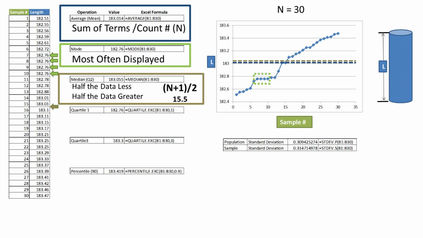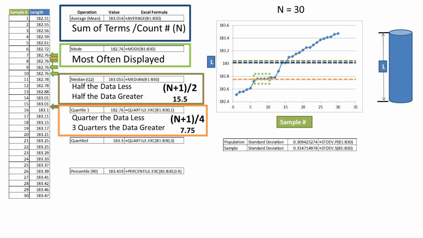On to finding the median. This is the number that half the data is less and half the data is greater. If you take the number of samples plus 1 and divide by 2, you get the place of the median. In this case, the place is 15.5, which is between 2 numbers. Because the data is ordered smallest to largest, this falls between the 15th entry and the 16th entry. So if we do this by hand, we would take the average of these two numbers. We get a median of 183.055. The Excel formula is equals median of the range of data.